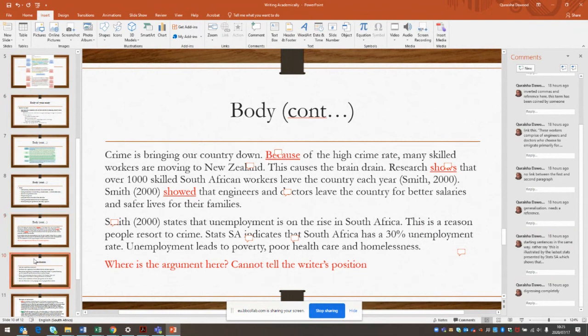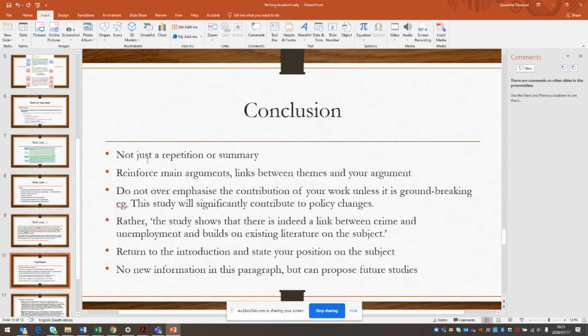And then next, let's look at the conclusion. A conclusion is not just a repetition or a summary. I don't want to hear "I did this in this essay and I did also this and that at the end." It's a paragraph that allows you to reinforce your main arguments. It's like the closing statement at a trial. Okay, it's the main arguments.